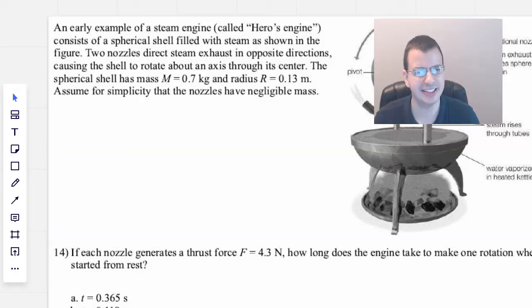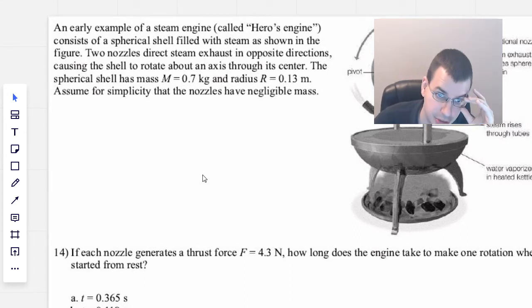An early example of a steam engine, called a Hero's engine, consists of a spherical shell filled with steam as shown in the figure to the right. Two nozzles direct steam exhaust in opposite directions.